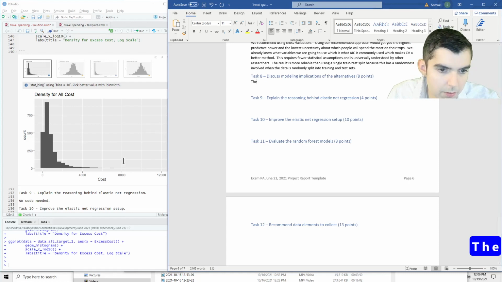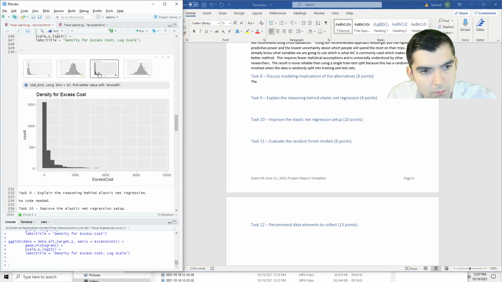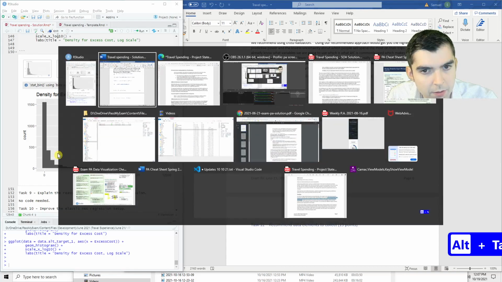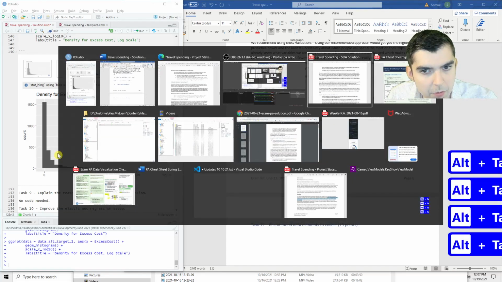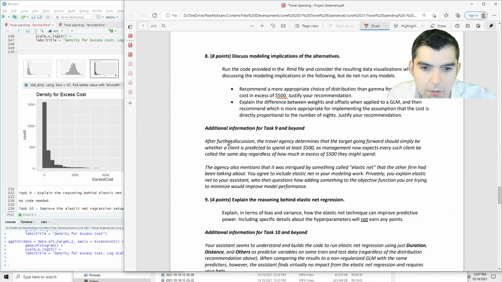So this one contains 0. So that's excess of 500. This has a lot of zeros, of course, because anyone who's spending less than 500 will be marked as 0.